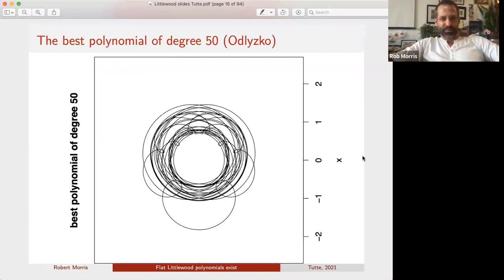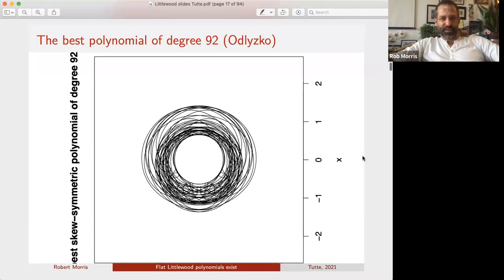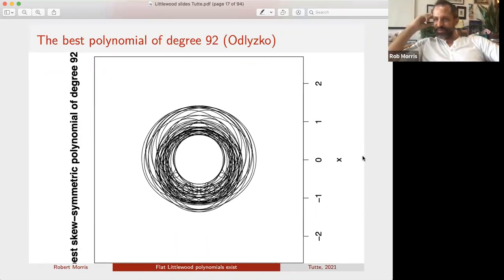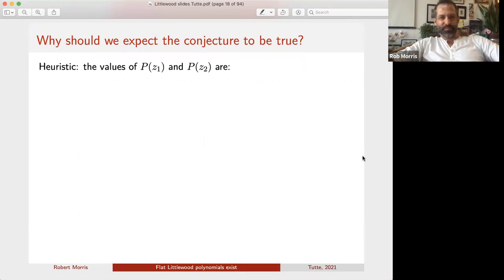A bit more evidence. For degree 92, he found this example, which is the best skew-symmetric one, which looks like it's doing about as well as the best one of degree 50, right? There's perhaps some evidence that these things are not getting better or worse as the degree gets larger. Okay, so that's some numerical evidence.